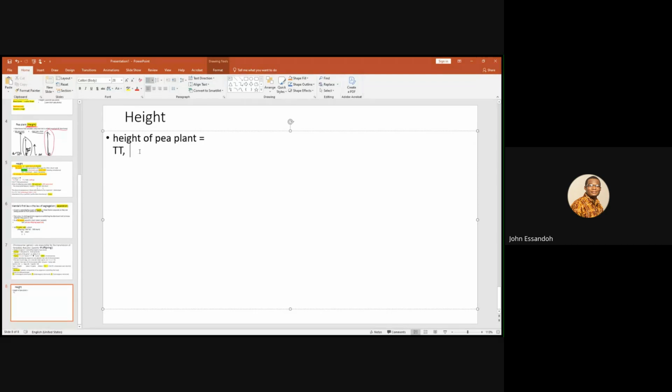So we have what? Tall, so here will be called what? This one will be homozygous what? Homozygous dominant. Homozygous tall. Because remember, tall is the dominant trait, right? So this will become homozygous tall. And the homozygous tall is what Mendel was referring to as pure tall.